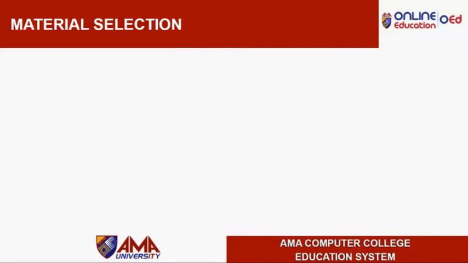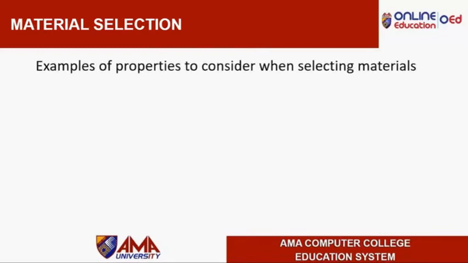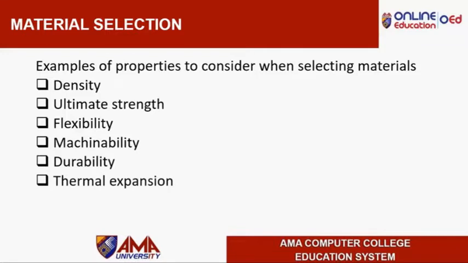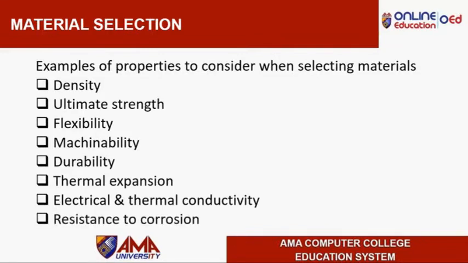Material selection. Selection of materials is an important design decision. Examples of properties to consider when selecting materials: we have the density, ultimate strength, flexibility, machinability, durability, thermal expansion, electrical and thermal conductivity, and last, resistance to corrosion.